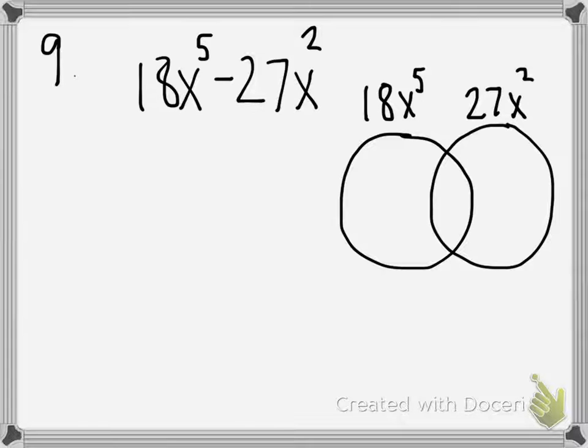Alright, for number 9, you're asked to factor. So remember, there's 3 different factoring methods. I'm going to go down my list. Factoring method number 1, greatest common factor.